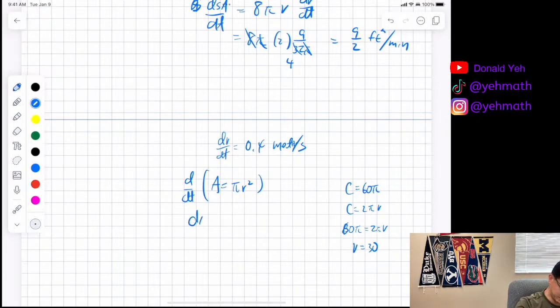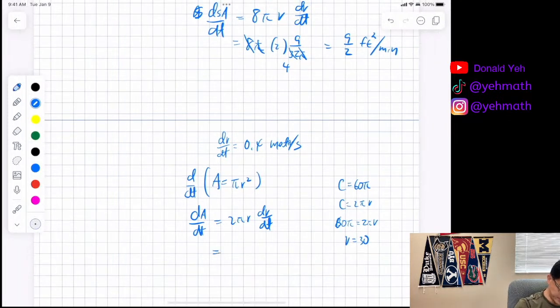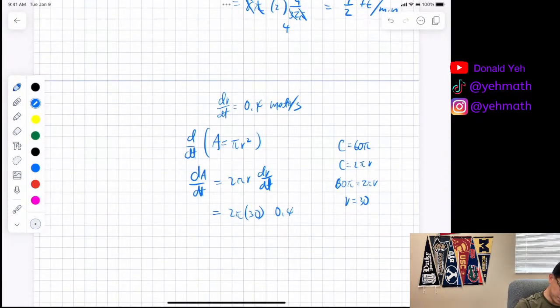And that's dA/dt is equal to 2 pi r dr/dt. Do we know r? Yes. And do we know dr/dt? What is that? 0.4, or 2/5. Okay, so that is going to be 6, so 24 pi. Yes. Is the answer choice in there? Meters squared per second. Is that okay?